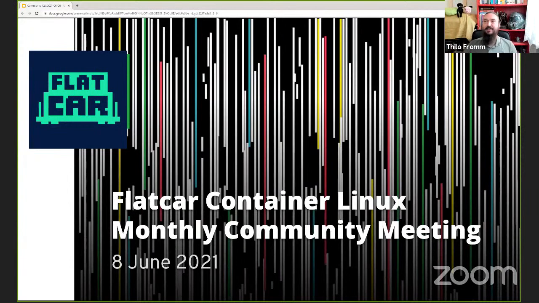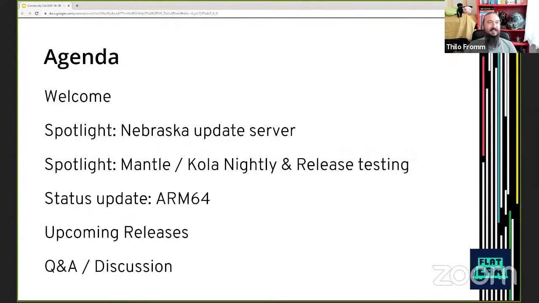This is the June meeting. It's our second meeting. Welcome new guests and regular visitors. And today, after our usual introduction round, we'll have two spotlights. The first goes to the Nebraska update server, and the second to the system that does the nightly builds and release testing for the Flatcar Linux OS images, and that is Mantle.